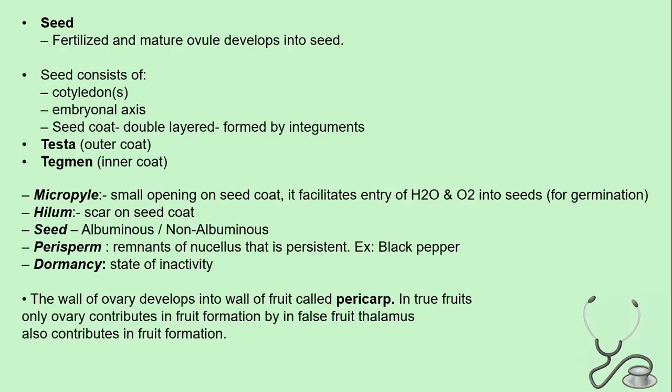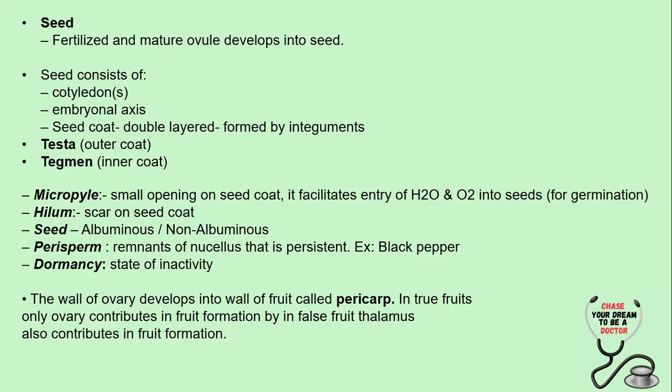Coming on to the last and final topic of this chapter, seed. You know what a seed is? It is a fertilized ovule. A fertilized and mature ovule you will call a seed, and a fertilized and mature ovary you will call a fruit. So seed mainly consists of one cotyledon in case of monocot, two cotyledons in case of a dicot, an embryonal axis, and a seed coat. The integument will convert into seed coat: testa, the outer layer, and tegmen, the inner layer.